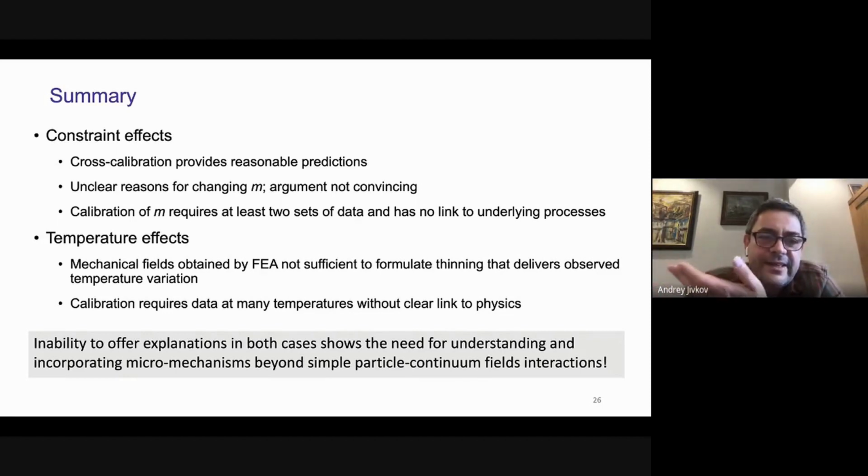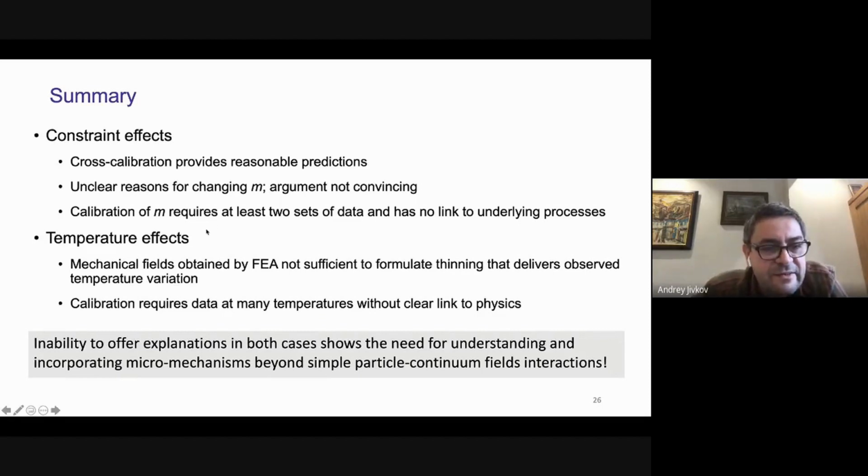Why? What is the reason to have different shape of the size distribution of microcracks is not clear. And so in this case, at least we need two sets of data. There is no link to the underlying processes at present. It's just a calibration with the macroscopic data.